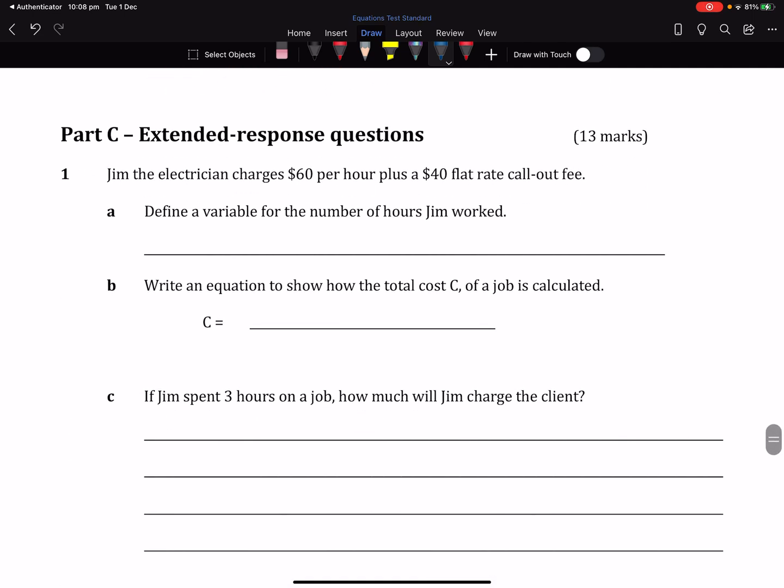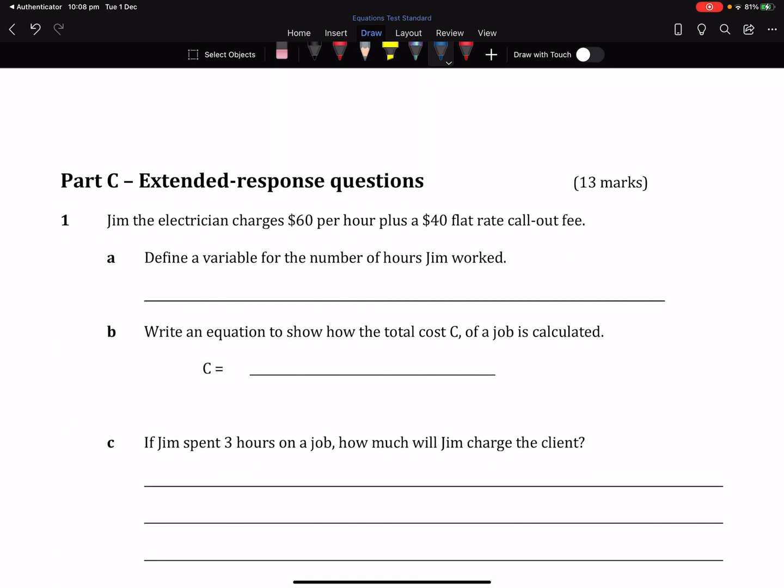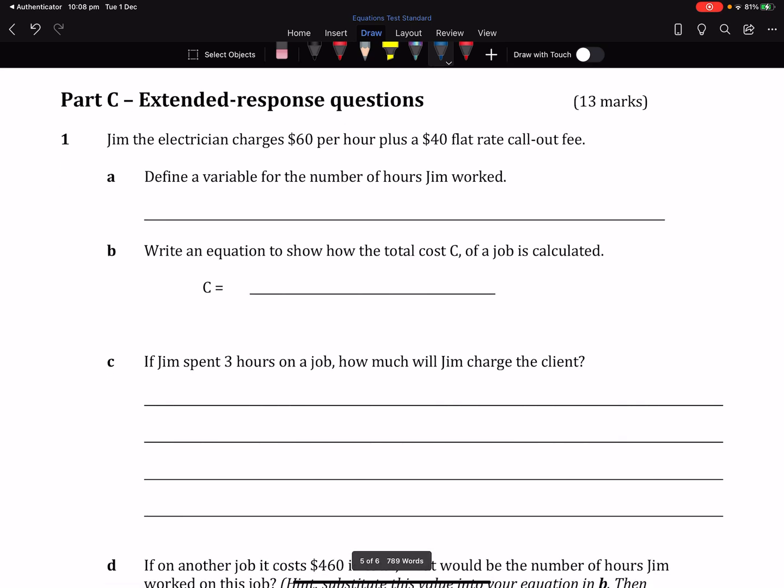Let's move on. Extended response. Now, again, a number of people made what I consider very silly mistakes here, partly by not even reading the question carefully. So let's have a look at it. Jim, the electrician, charges $60 per hour plus a $40 flat rate call-out fee.